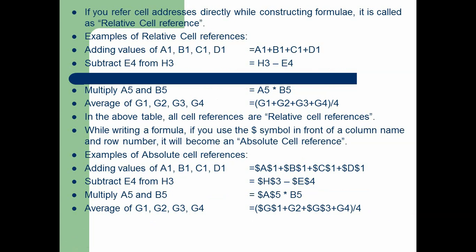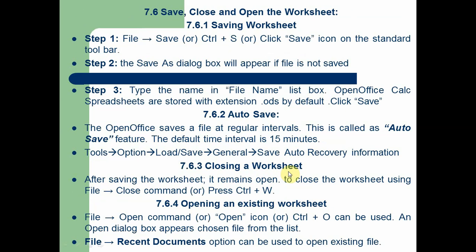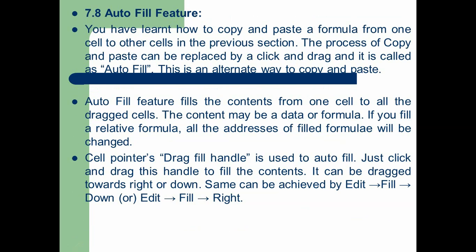When we copy any formula, that particular formula will change according to the respective rows and columns. But in absolute cell referencing, these changes are not executed because we use the dollar symbol, which stops these changes. Next one is the autofill feature.